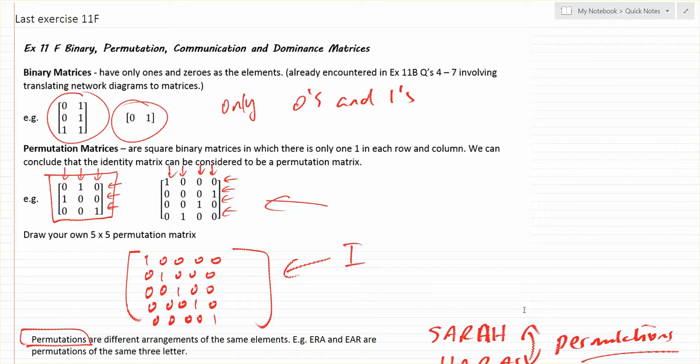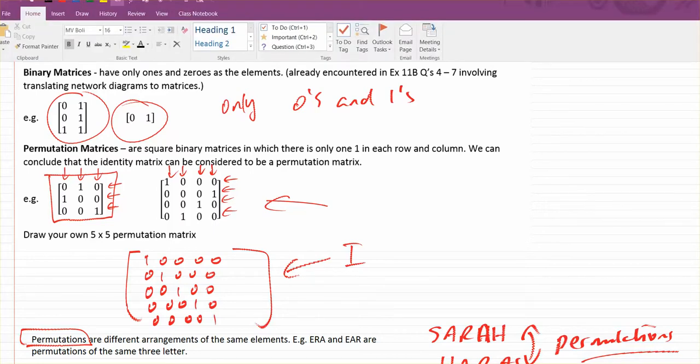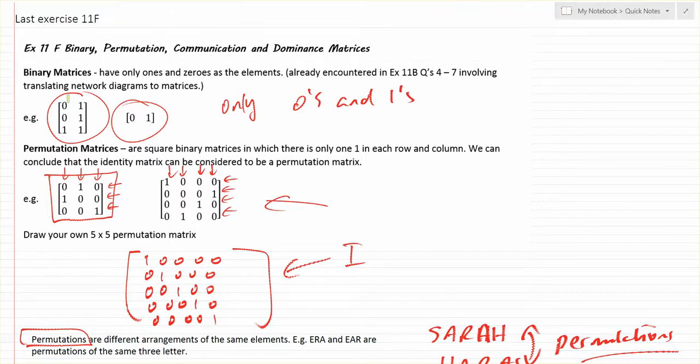Okay, so the first part, we need to know what a binary matrix is. A binary matrix is a matrix with only zeros and ones. As you can see here in this matrix, I only have zeros and ones. Zeros and ones on the second matrix as well. So matrices with only zeros and ones are known as binary matrices. Permutation matrices are matrices which have only one 1 on each row and column.